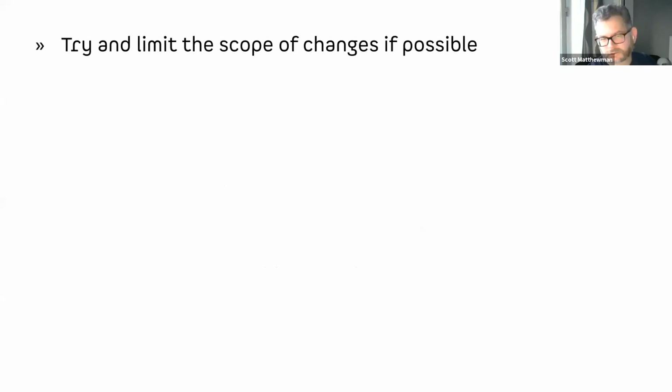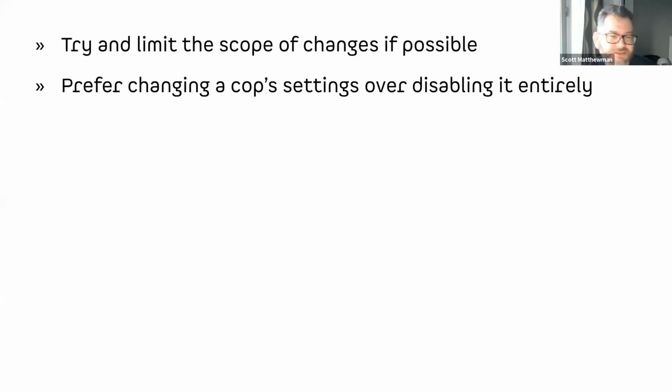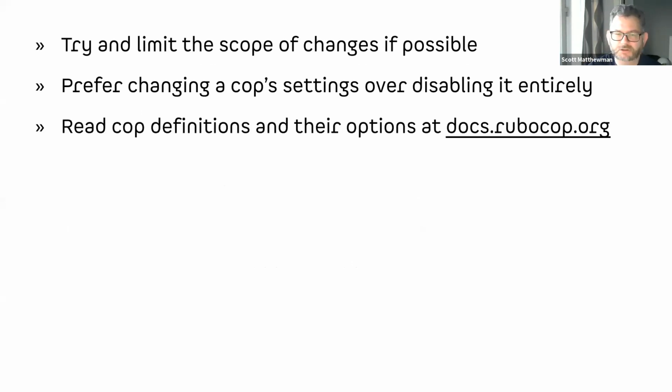Try to limit the scope of changes if possible, and consider changing a cop setting rather than disabling it entirely. If you look at the cop definitions in the docs, there's often quite a lot of configuration you can do, and you might find that it's easier to find a version of the rule that you are much more comfortable working with rather than disabling it altogether.